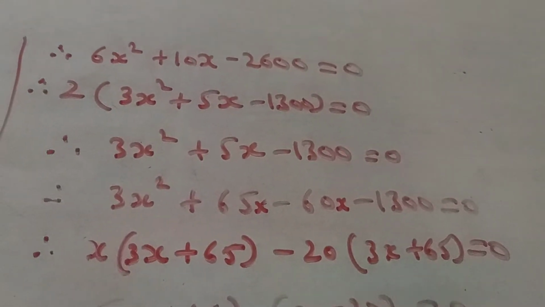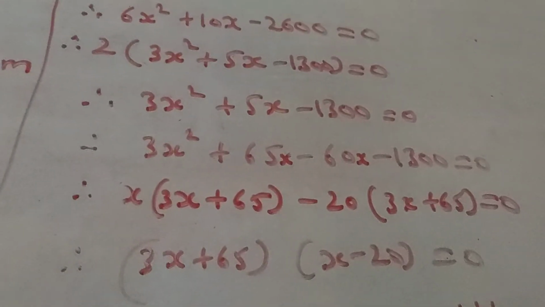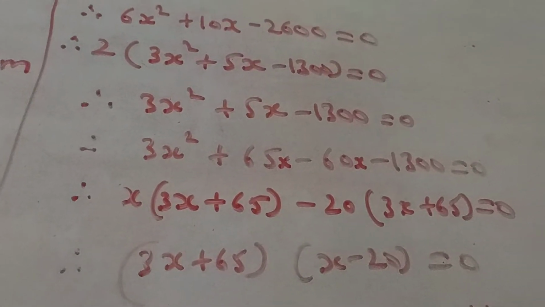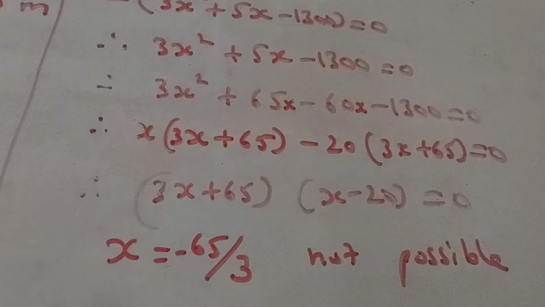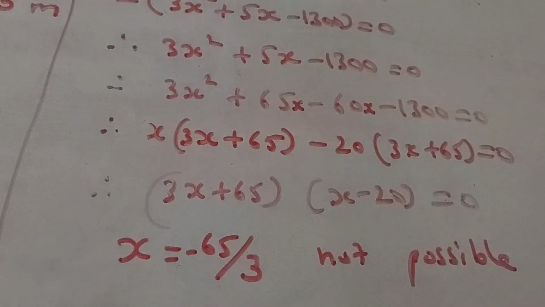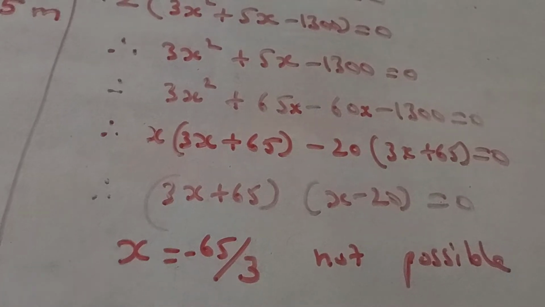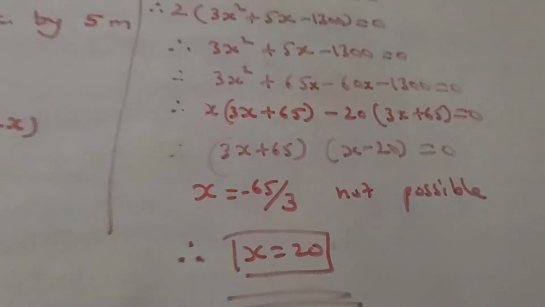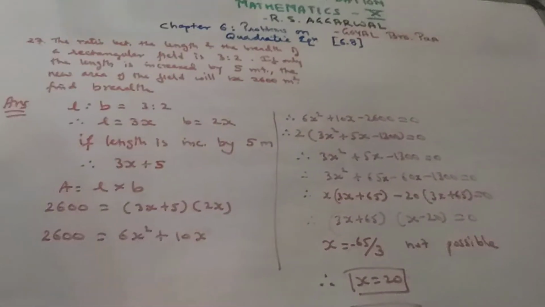Taking x common and minus 20 common, so we get (3x plus 65) and (x minus 20) is equal to 0. If we take x equal to minus 65 upon 3, it is not going to work out because it is negative and length cannot be negative, so it is not possible. So we will take x equal to 20. I hope you understood this sum. Let us move on to sum number 28.